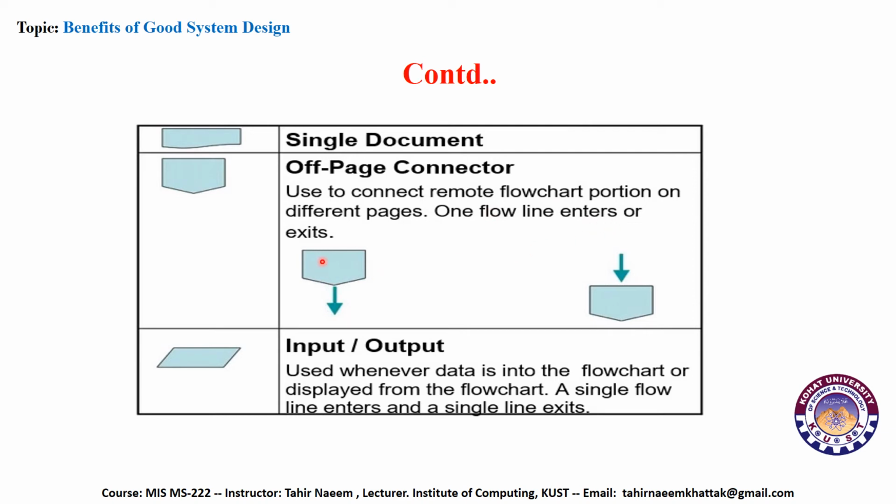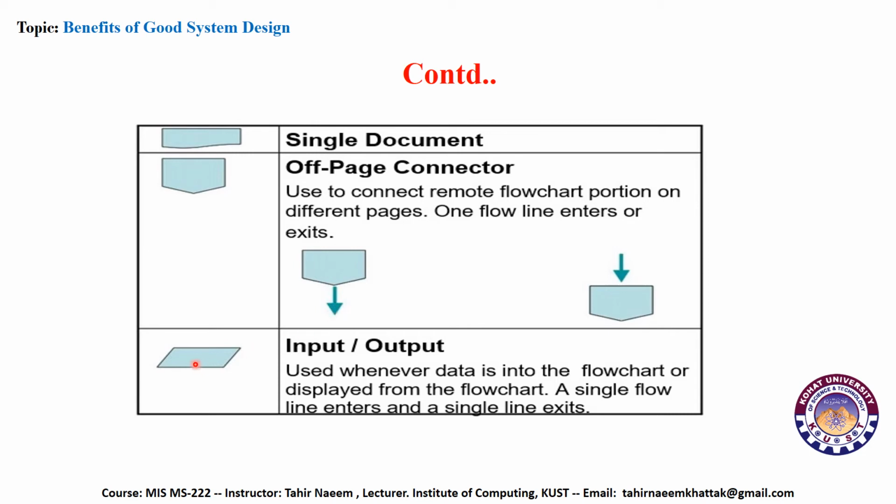Whenever we use an off page connector, it is used at the end of the page, and one flow comes into it. Whenever we want to start a new page, we draw this off page connector to show that it is continued from the previous page, and here the next steps are done.